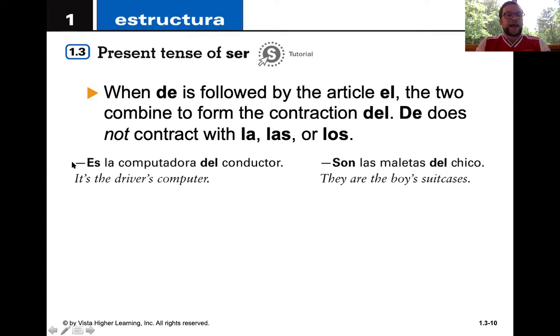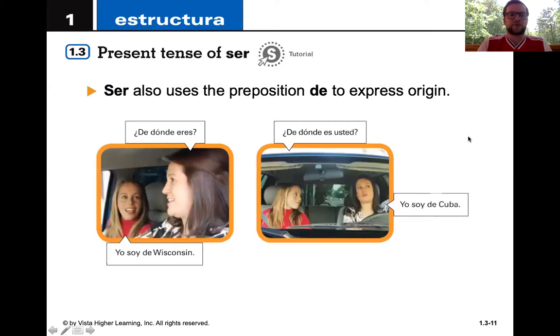So, es la computadora del conductor. It is the computer of the driver. ¿De quién es? Es la computadora del conductor, right? ¿De quién son? Son las maletas del chico. So you're usually using this contraction in this form with a title or a noun, but not a subject pronoun, right? Muy bien. All right, now, so ser also uses the preposition de to express origin.